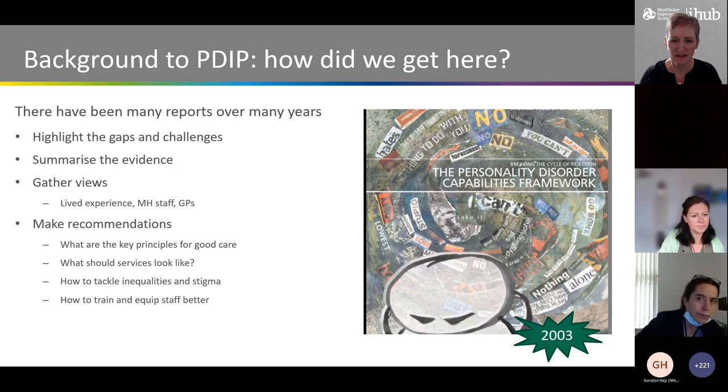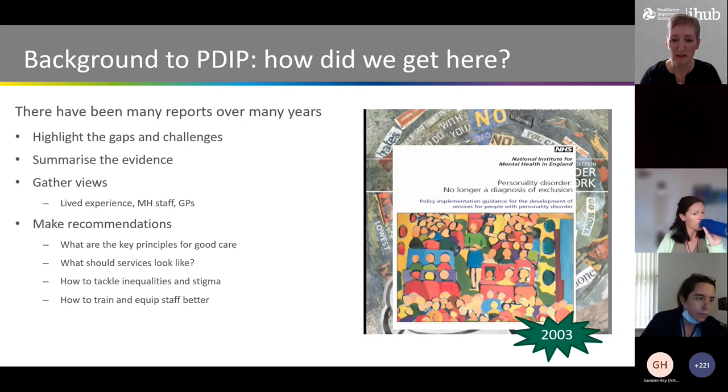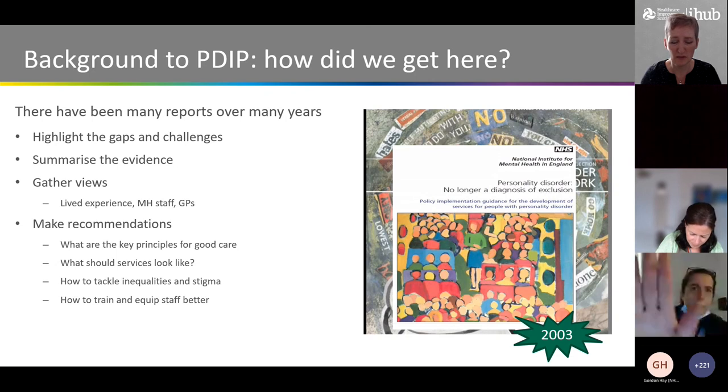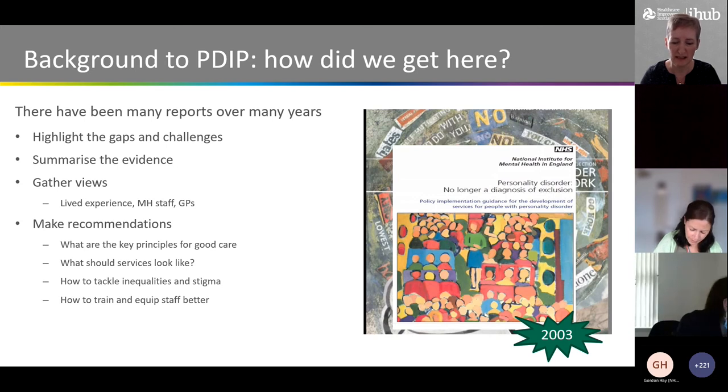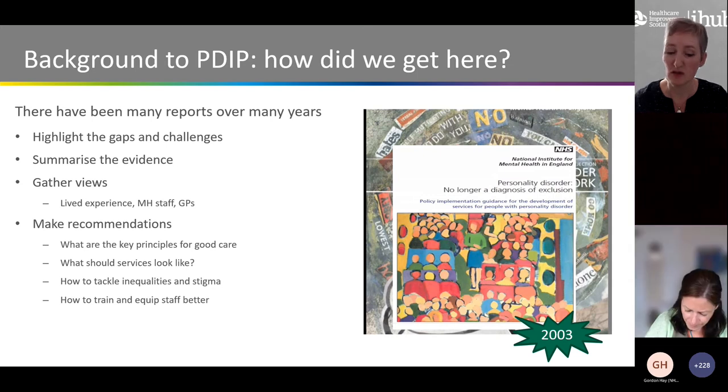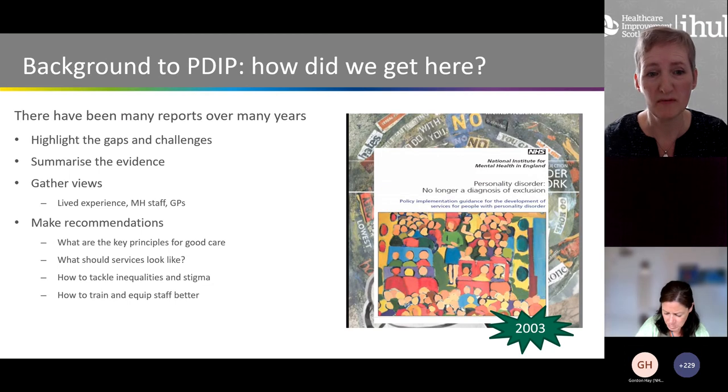Next picture. Thank you. And the same year was quite a seminal document, Personality Disorder: No Longer a Diagnosis of Exclusion, in England, which highlighted that people in 2003 were often unable to access care, that staff felt unskilled and didn't have the training. The document outlined some broad guidance for trusts in England about how to deliver good services. And it actually came with a follow-up with funding for some pilot projects to try and address different models of care and develop services. Next picture, please.